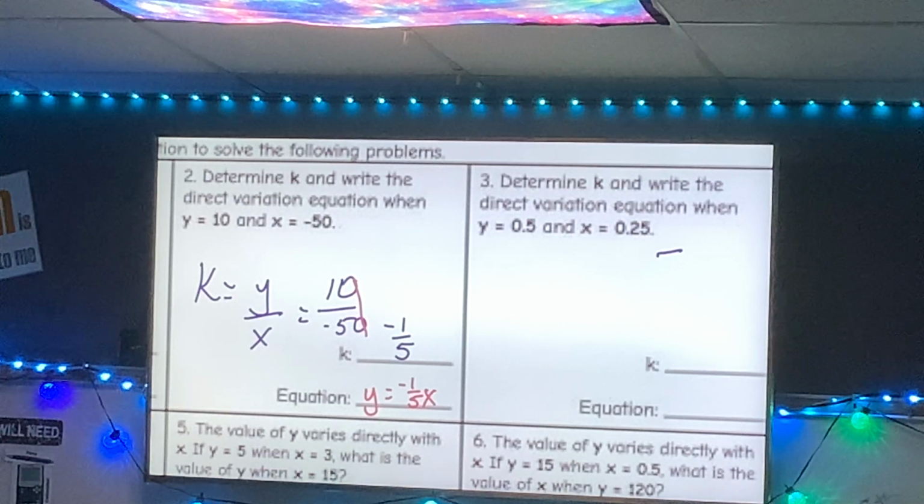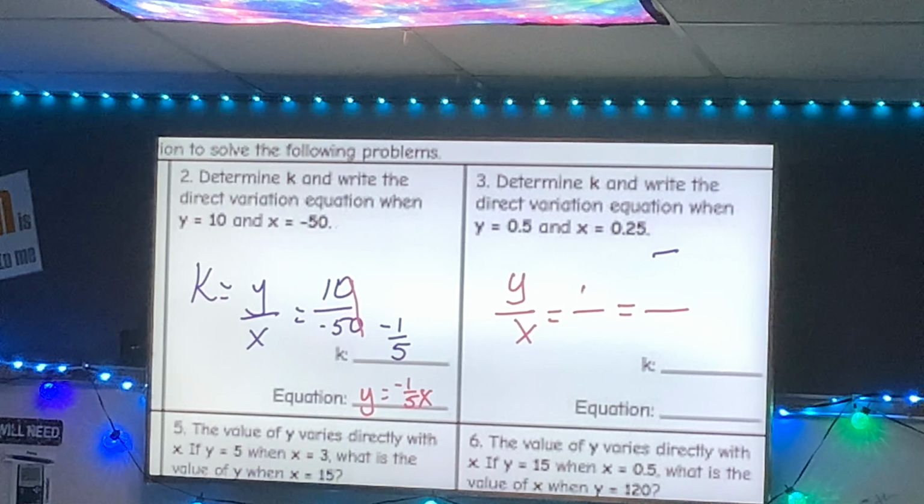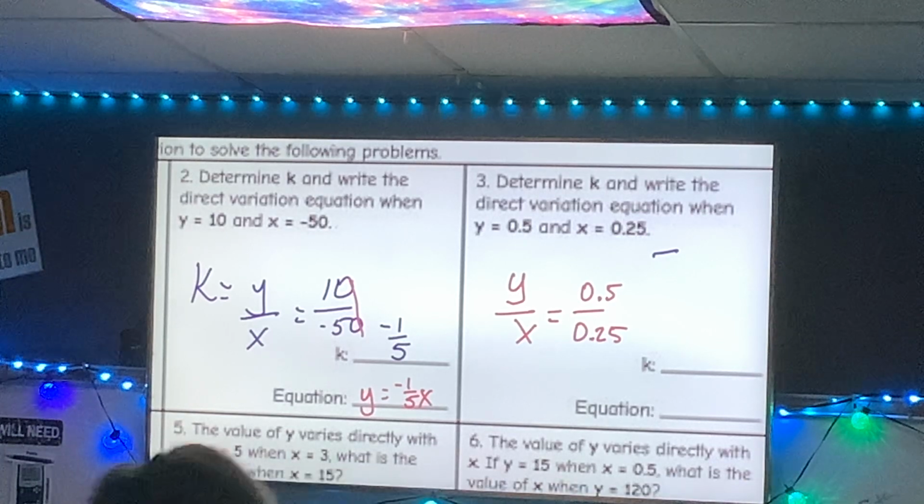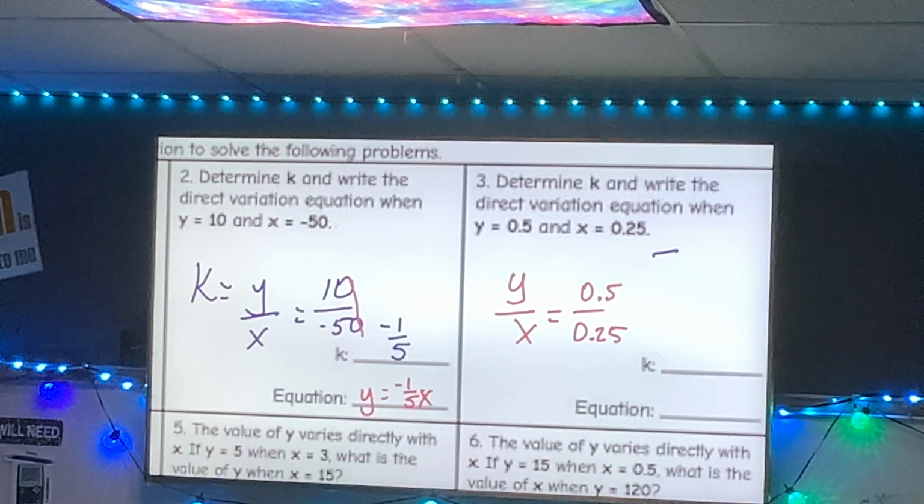Number 3, Y over X. Y is 0.5 and X is 0.25. Sorry, I didn't mean to put blank equals blank. That's where we're fixing to go. What is 0.5 divided by 0.25? 2. Perfecto. So Y equals 2X.